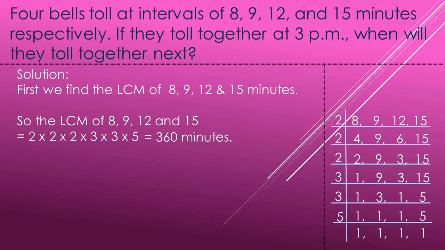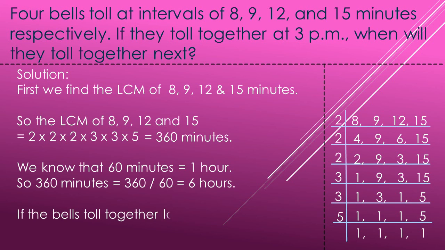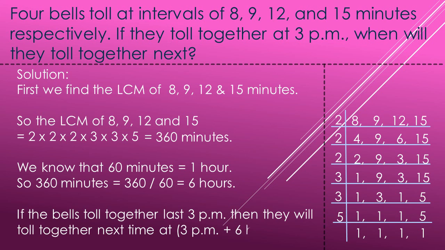But we have to find the answer in hours. So we convert 360 minutes into hours. We know that 60 minutes is equal to 1 hour. So 360 minutes is equal to, divide 360 by 60, we get 6 hours. If the bells toll together last at 3 p.m., then they will toll together next time at 9 p.m. because 3 p.m. plus 6 hours is equal to 9 p.m.